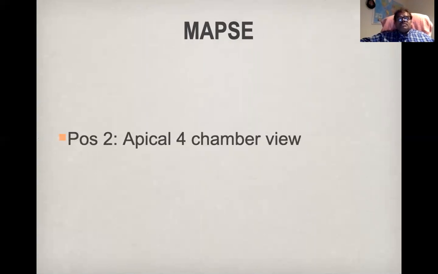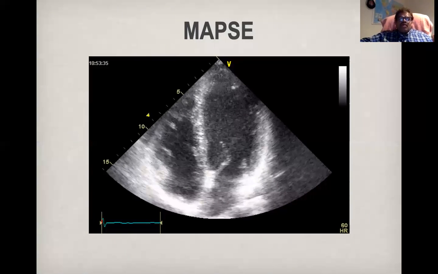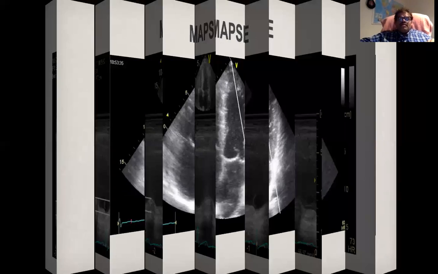MAPSE, as you must have read in our module, is mitral annular plane systolic excursion. You know in the optimal four-chamber view, the apex should not move and the base should move towards the apex. This principle is used to measure the contractility. We take a good apical four-chamber view, and we put an M mode cursor line through the lateral annulus of the mitral valve, and we take an M mode picture.